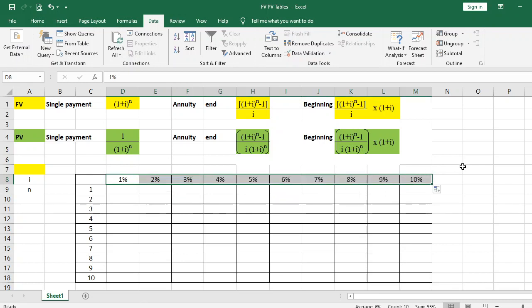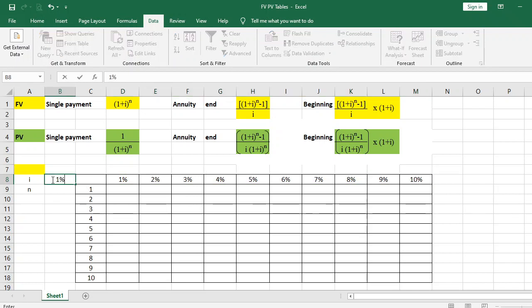So up to 10%. You can take any number of years. And here also, you can take any number of interest rate. For illustration purpose, I have taken from 1% to 10% as interest rate and from 1 year to 10 years as the number of years. Then we had to take the interest rate and number of years. So let me take the interest rate as 1% and number of years as 1. Even this can be any value. You can take 2%, number of years you can take 5, whatever you want.